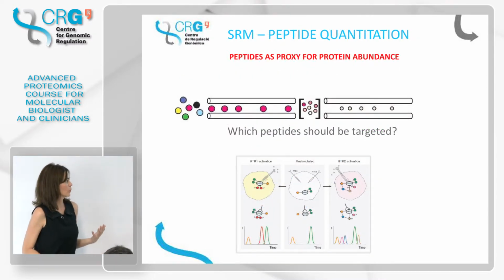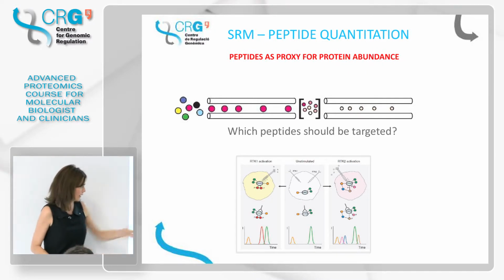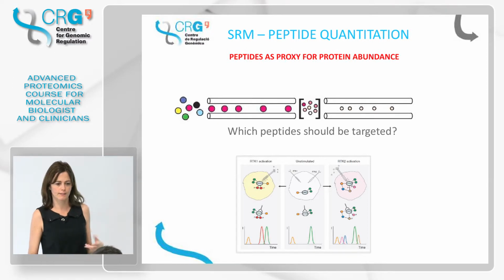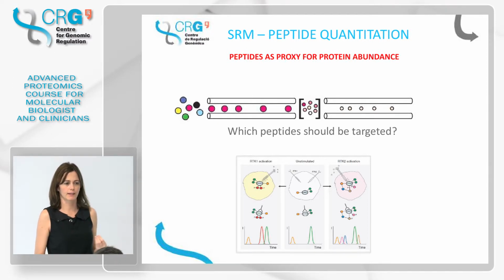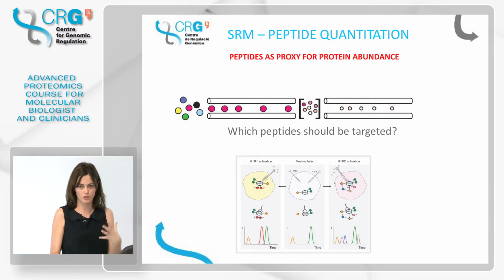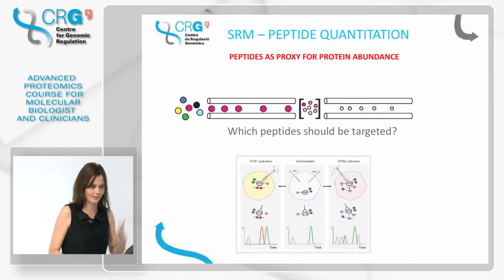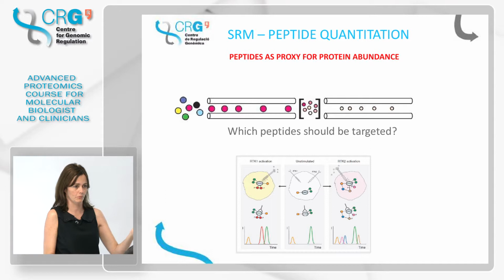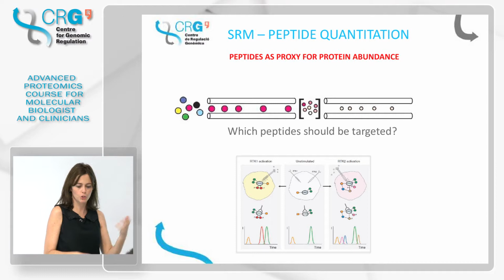So then the second question is, okay, we saw examples like this one. They follow these proteins, they are interested in these interactors, but they are not measuring these proteins. They are measuring peptides. In SRM, we measure peptides. So the question that you first think is, which peptide do I measure? Well, I don't care about the peptides, I care about my protein. The peptides are like the proxy for our protein abundance. So now we are going to talk about which peptides I should target.